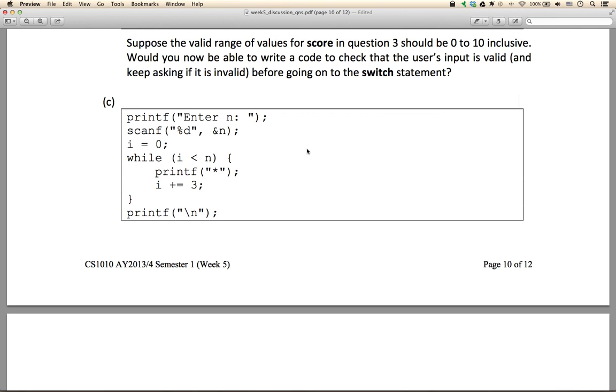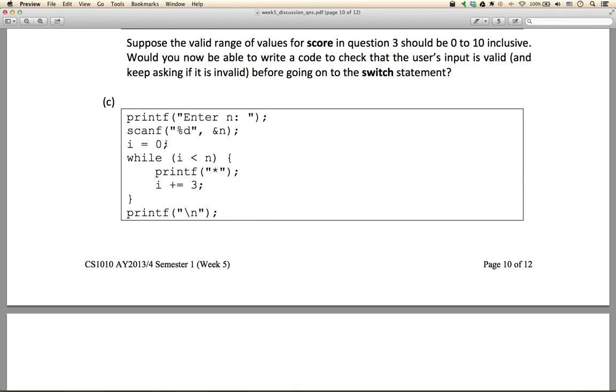Okay, let's look at question 7, part C. In question 7, in each part, you are given a while loop, or do while loop, or for loop. You are given one loop, a question written in one loop, and then you are required to figure out what it does, and rewrite the same function in other types of loops.